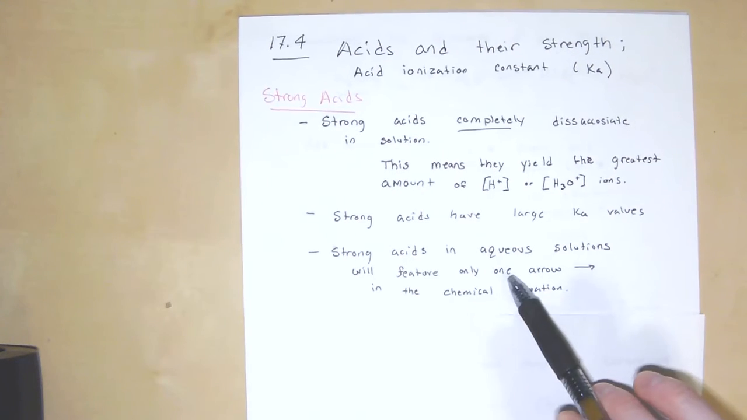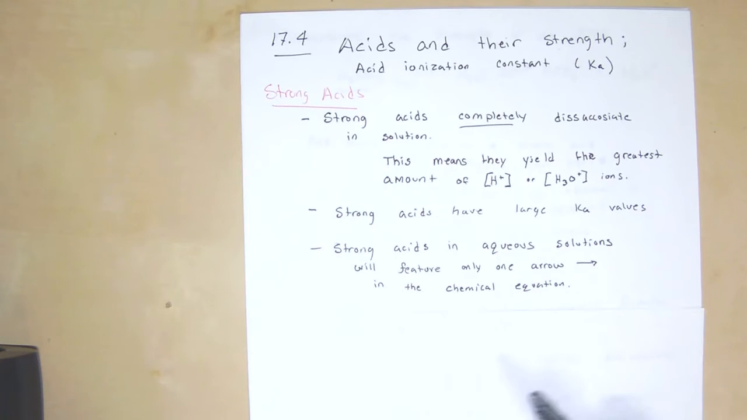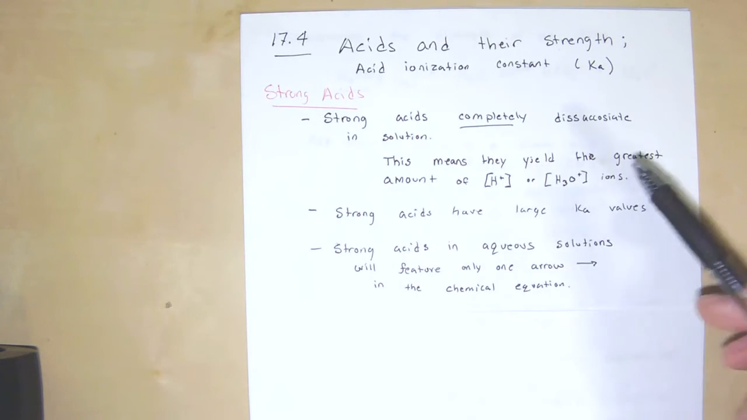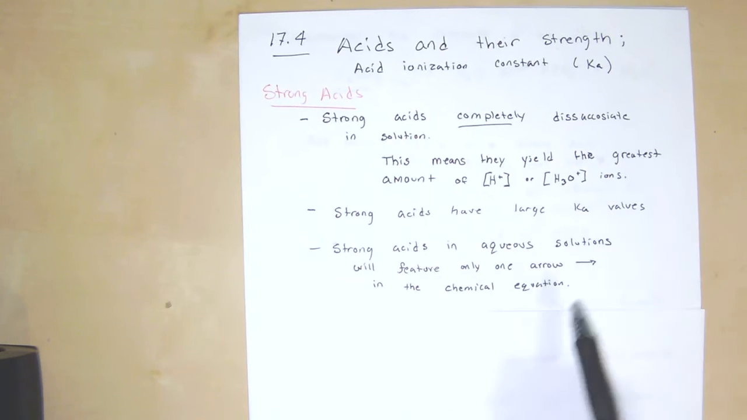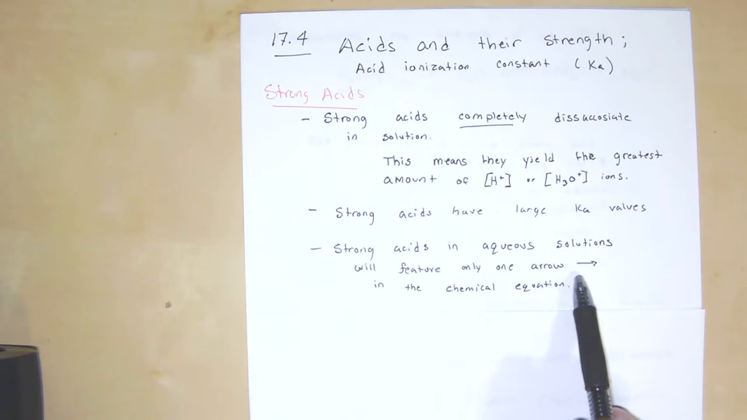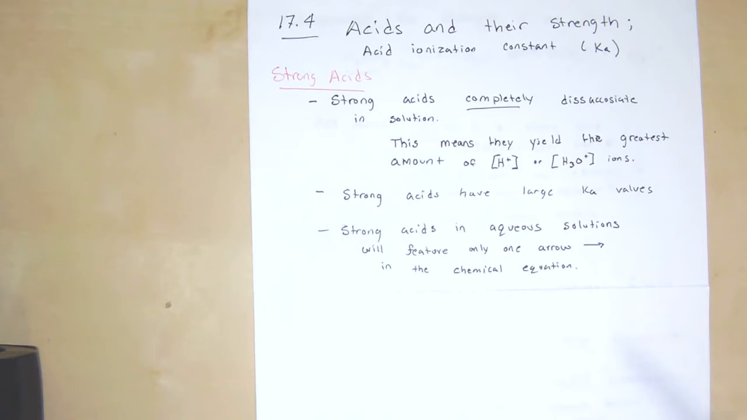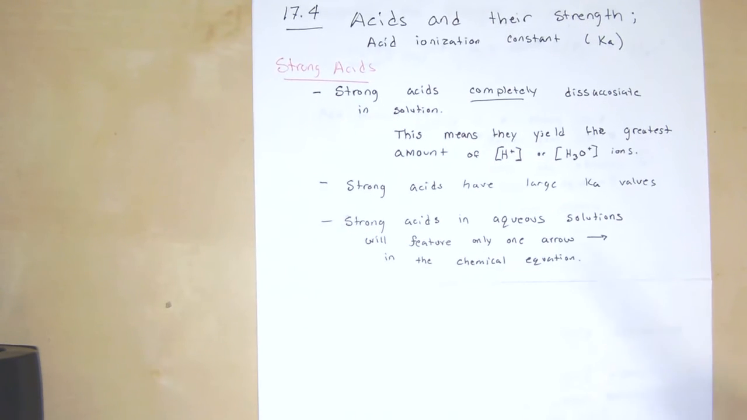And here's a little indicator that a strong acid is present. Strong acids in aqueous solution, just like we said, completely dissociate. So that's going to feature only one arrow in the chemical equation. That's a little indicator that a strong acid is present when determining if an acid is a strong or a weak acid.